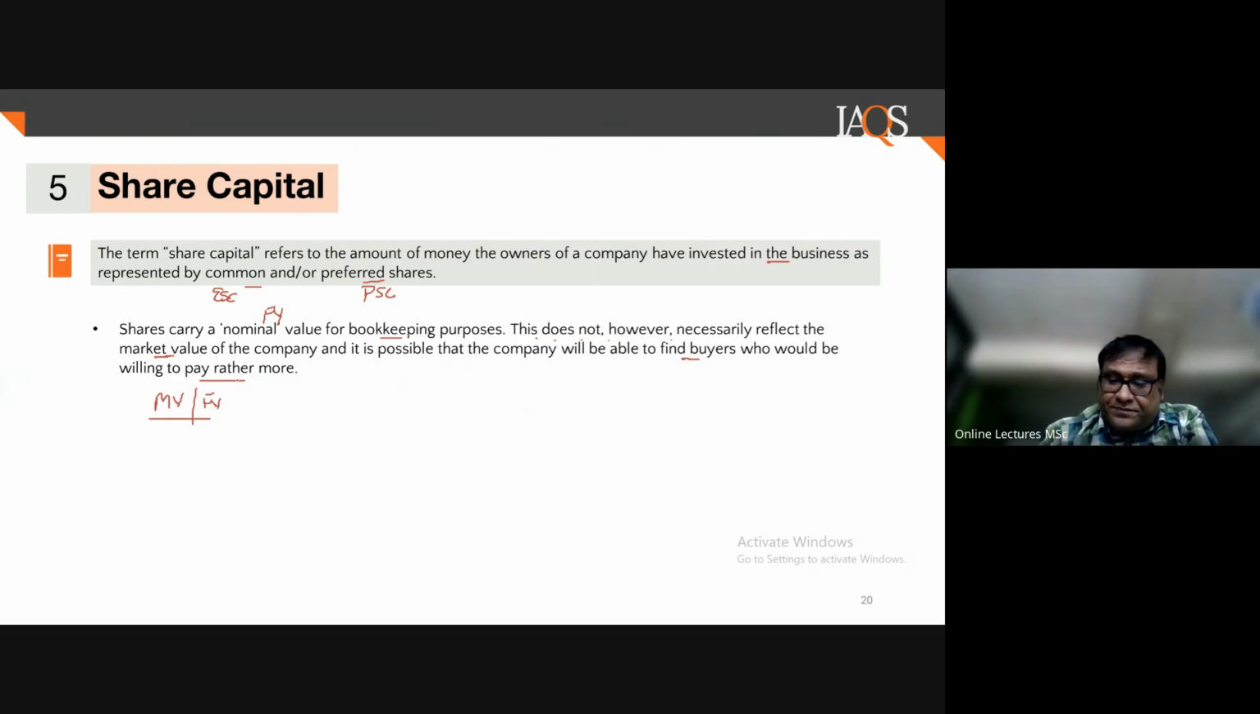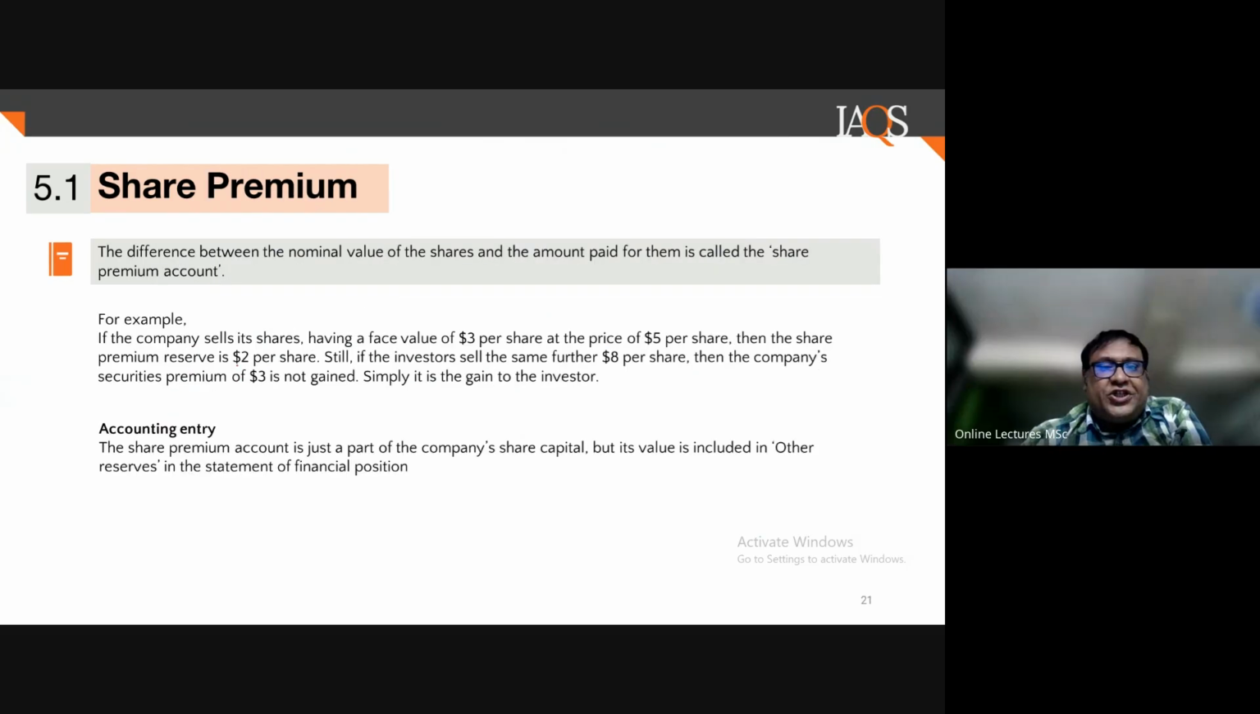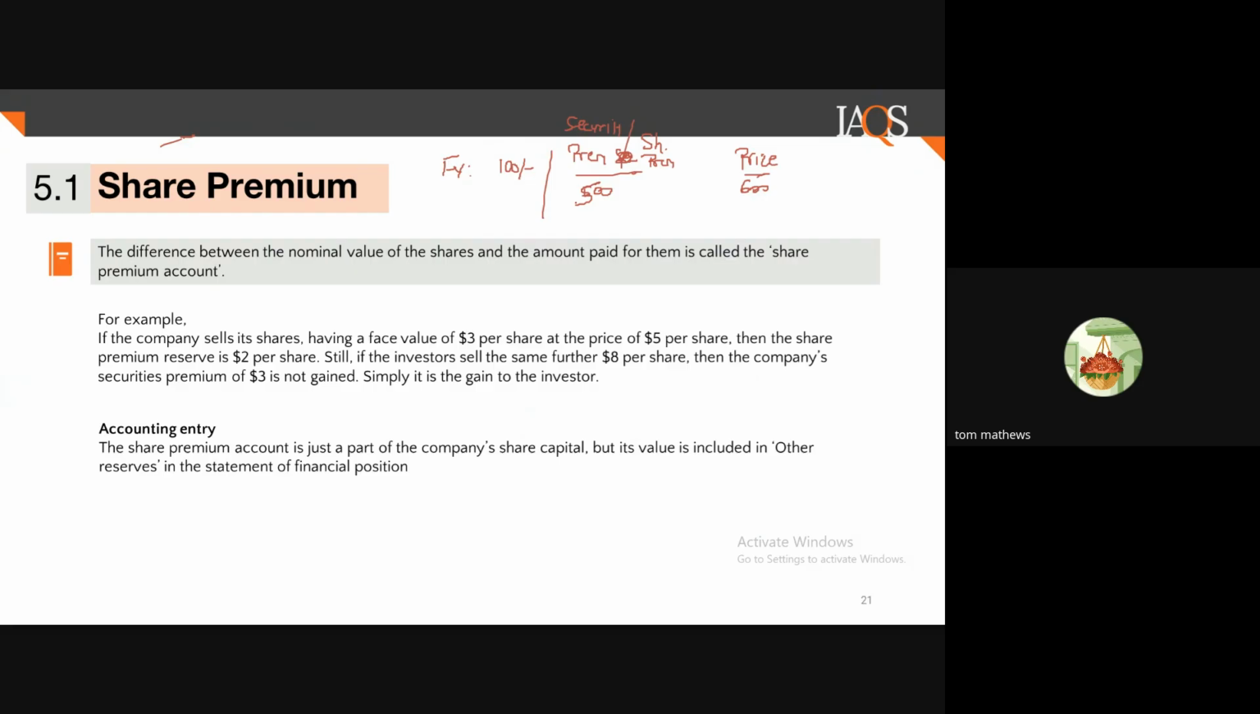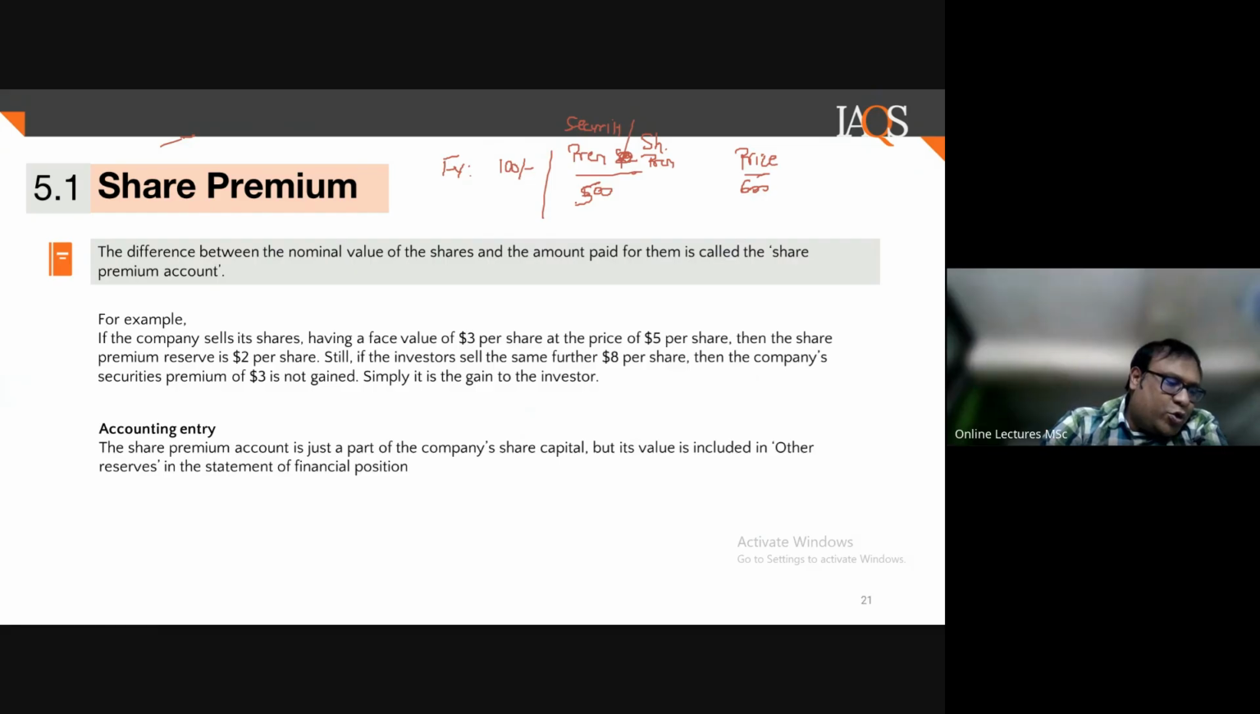Shall we continue? Share premium. Tom, suppose a company has a face value of 100 rupees per share. It decides to issue the share at a price of 600 rupees. That means there is a premium. You call it security premium, or you also call it share premium, of 500 rupees. Clear, sir? Now, where to record this?